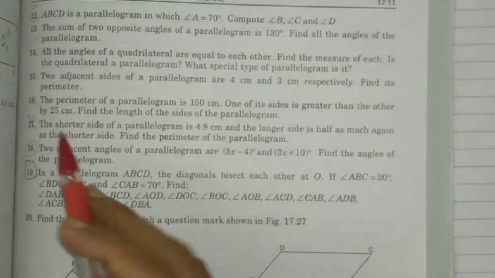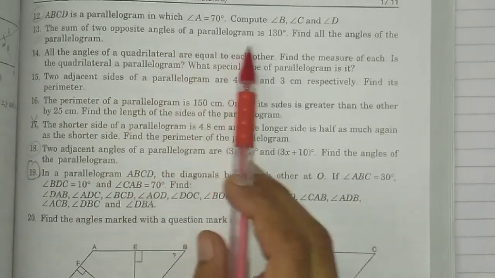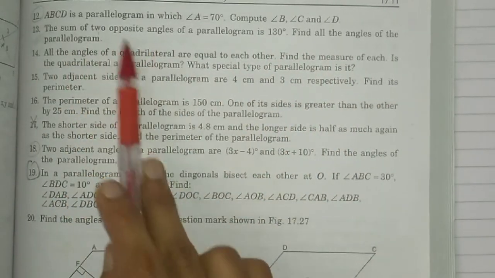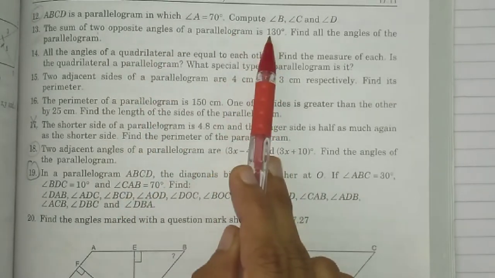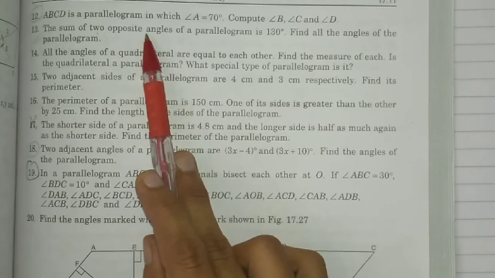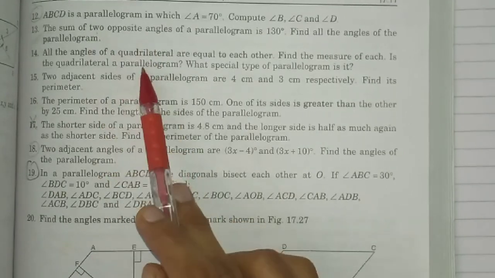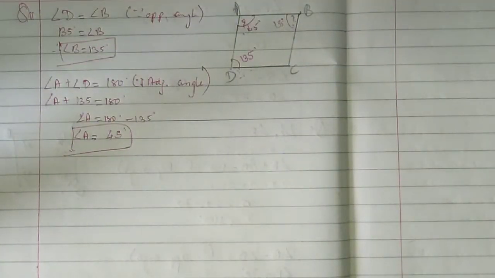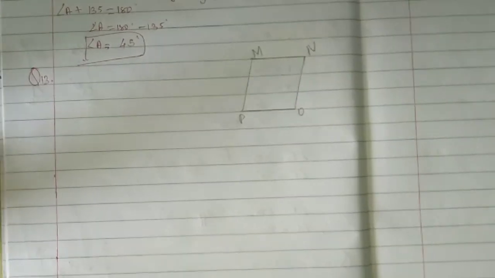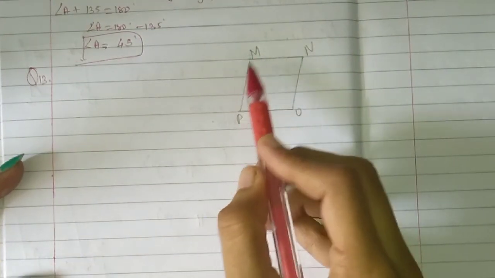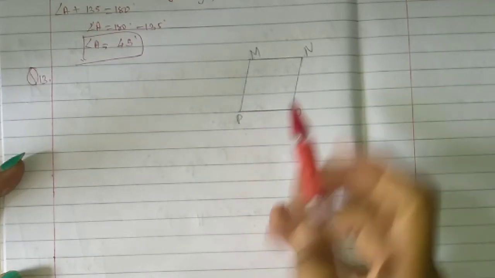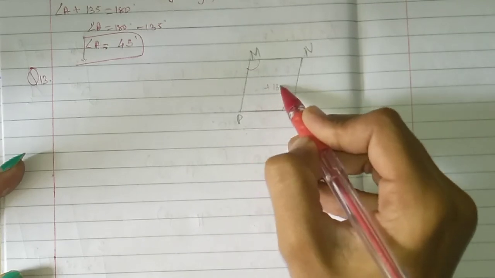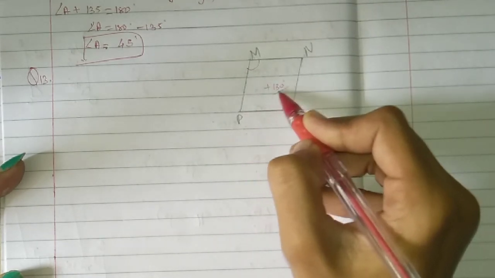Now let us see the 13th one. The sum of two opposite angles of a parallelogram is 130. Find all of the angles of the parallelogram. Two opposite angles are given, and their sum is 130. So let us see how to write it.